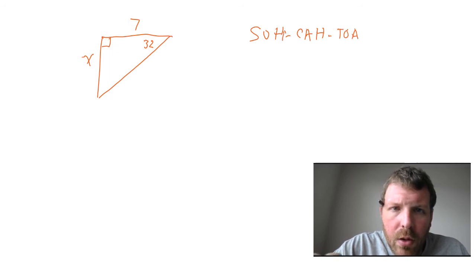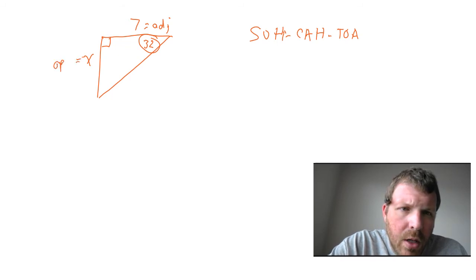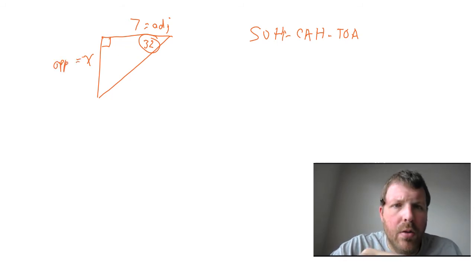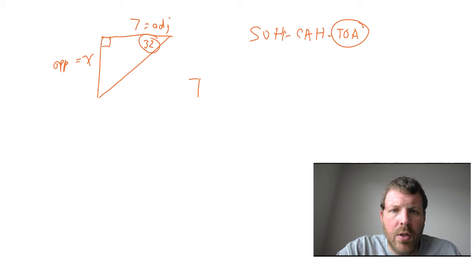So let's use our angle to identify what this is. This appears to be the adjacent. This appears to be the opposite. And it is because I don't have the hypotenuse. So looking at my trig functions, I'm going to use the tangent again. So I have the tangent of 32 equals the opposite over the adjacent.